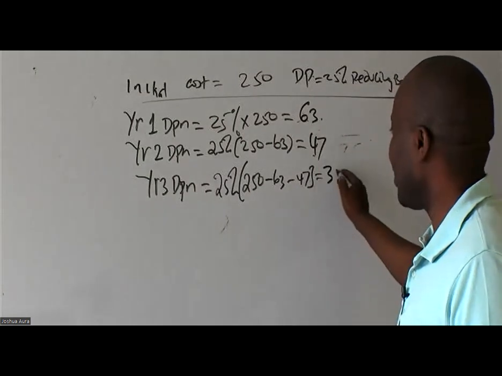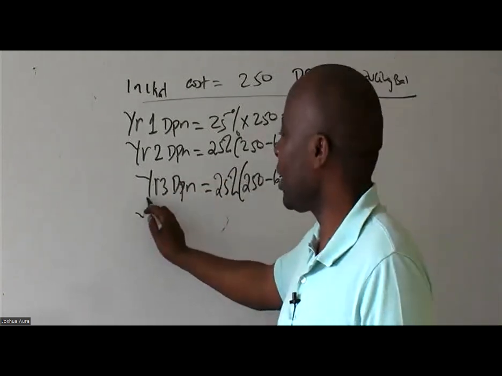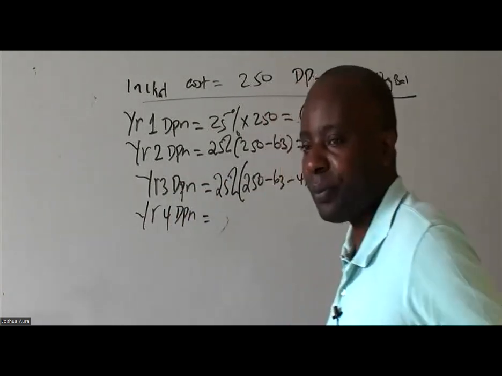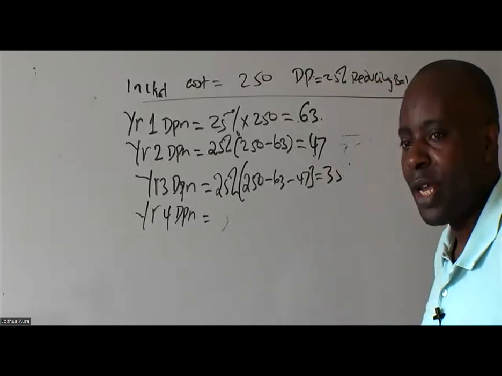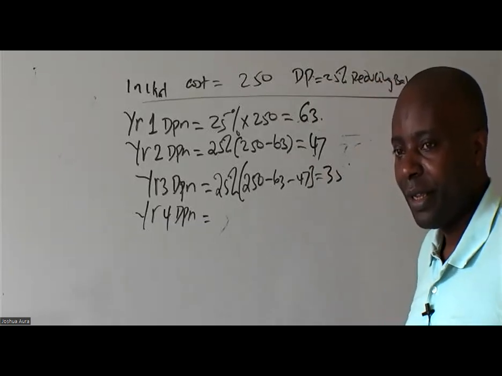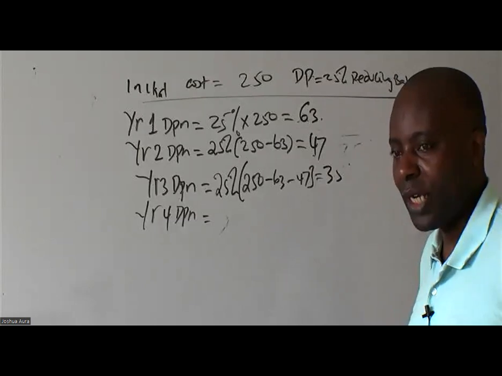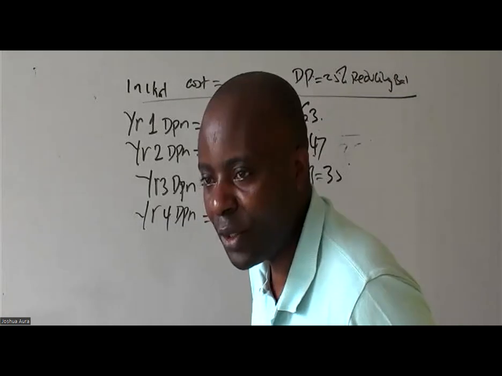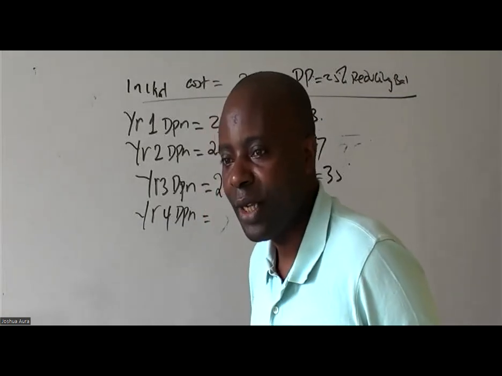35. Now, let's go to year 4. Remember the project has 4 years. Year 4 depreciation. Let me have the year 4 depreciation. Year 4 is the last year, remember. Year 4, Lily says 26. Thank you very much. You guys are very bright. Thank you very much. Terry disagreed.